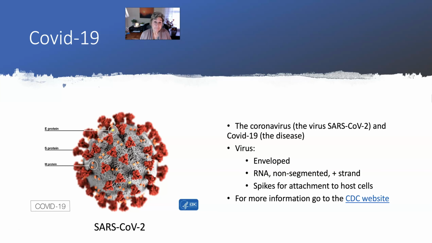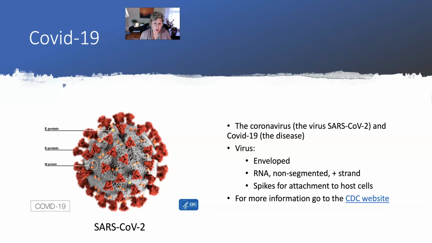SARS means severe, acute, respiratory syndrome. Severe is a bad one. It's a bad disease. It's going to make you really sick. Acute happens right away. Get infected, you get sick. Respiratory, yep, in your lungs. Syndrome, collection of symptoms. That's what that means. Okay, and then COVID, corona, virus. You got it? 2, second one that we've identified.